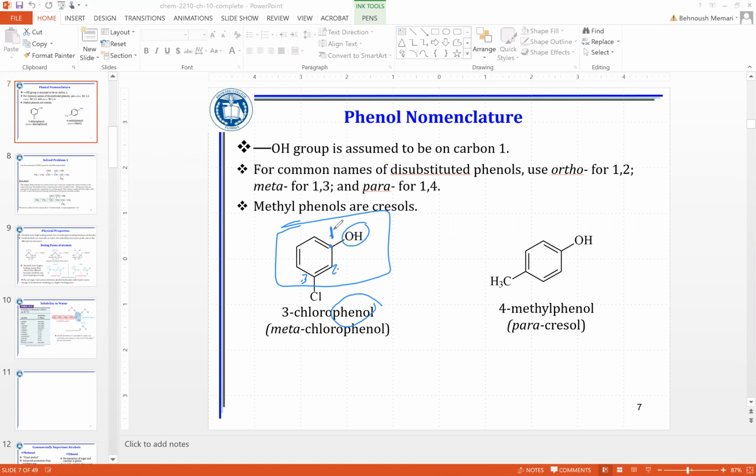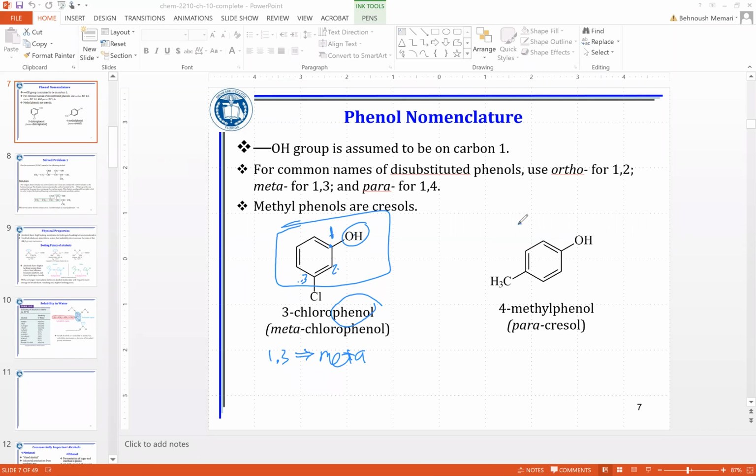A 1,3 position on a benzene ring is also known as meta. So if you have a 1,3, that is the same thing as meta. Basically, when you say meta, that means that chlorine is on position 3 with respect to OH, which is on carbon 1, or position 1.